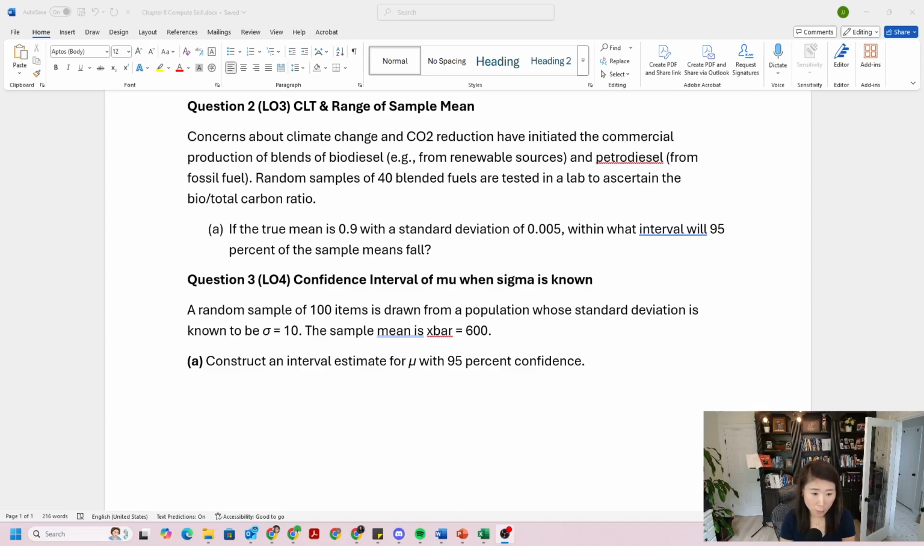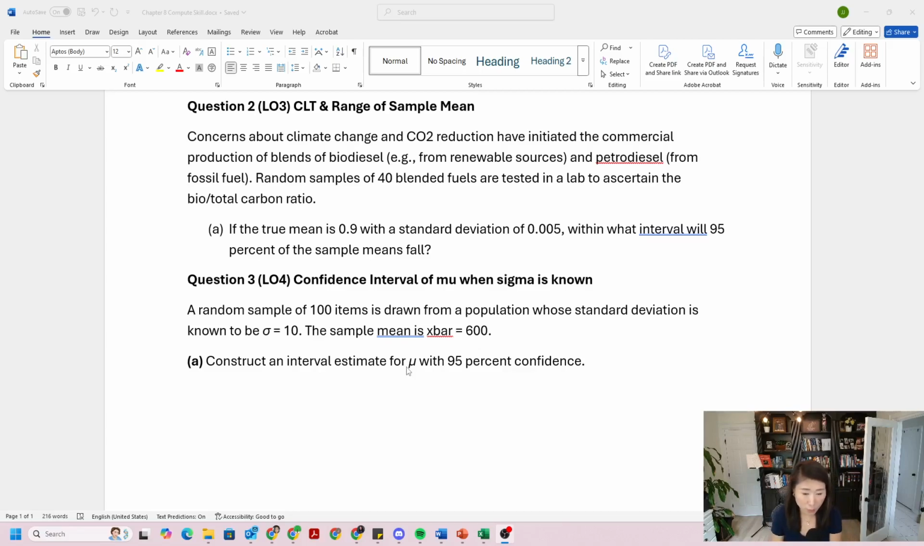So for question number 3, go back to question 2, which is the range of the mean. The difference is whether you know the population mean and you try to get the range of the sample mean, or you know the sample mean and you try to get the confidence interval for the population parameter mu. Of course, in question number 3 here, we are given the value of the sample mean x bar, which is equal to 600, and we want to find the population mean's confidence interval.